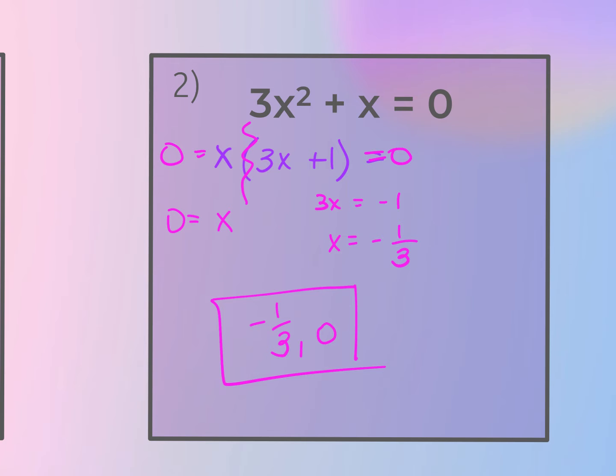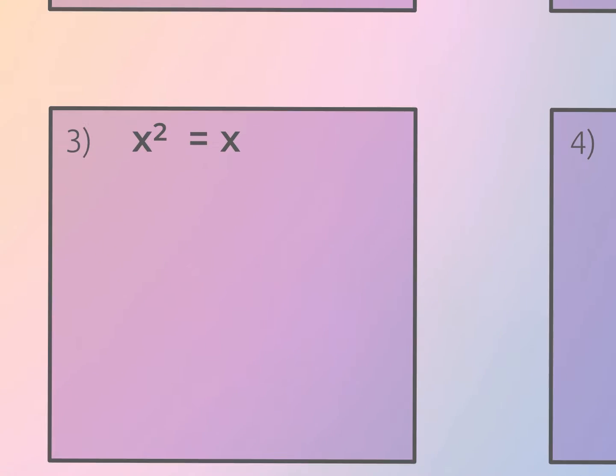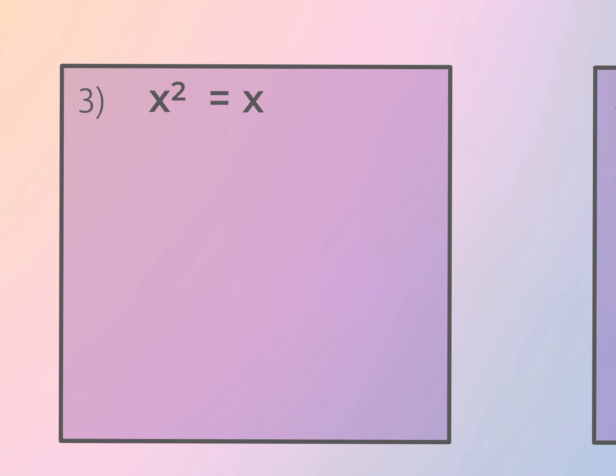Doing good? Yeah? Okay. 3. Here's what you cannot do, and this is what people do. They take both sides and divide them by x. This would be 1. They would cancel one of these and I get x equals 1. It's wrong. You cannot cancel them out when you are solving by factoring. You have to do what we're supposed to do, which is get everything to one side. So I'm going to subtract the x.